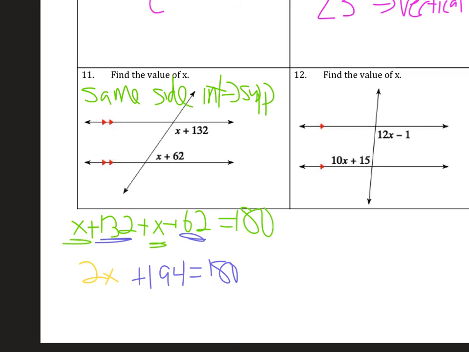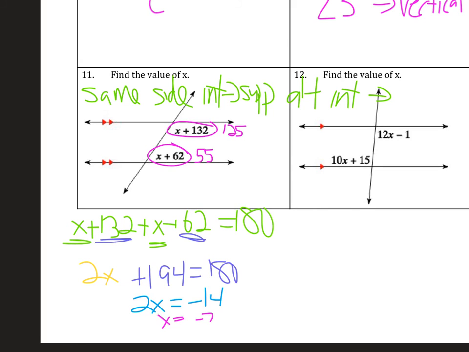We will now subtract 194 from both sides. Get negative 14. Divide by 2 and get negative 7. And now if you're saying, whoa, I got a negative for an x, that's super weird. If we plug that in here, 62 minus 7 is 55. 132 minus 7 is 125. Well, 125 and 55 make 180, so we did it correctly.